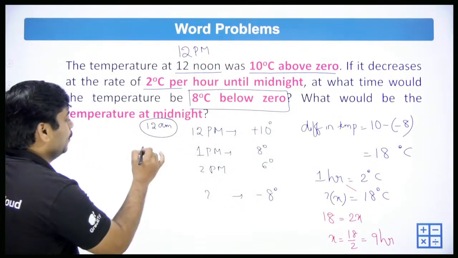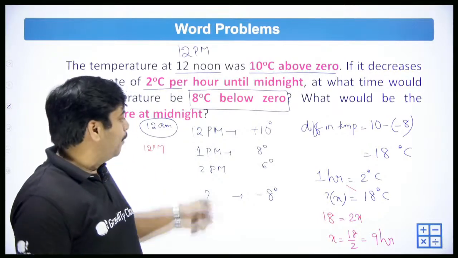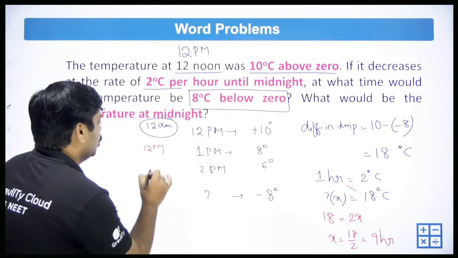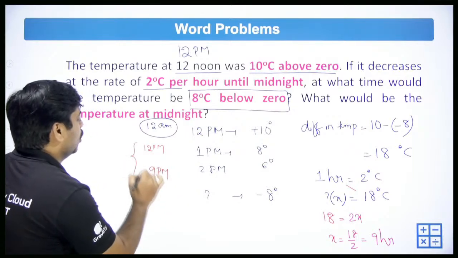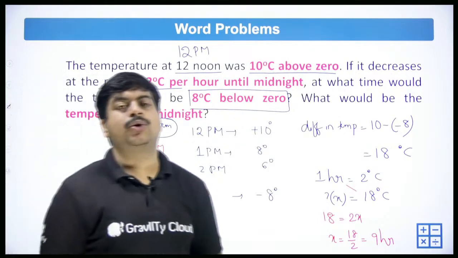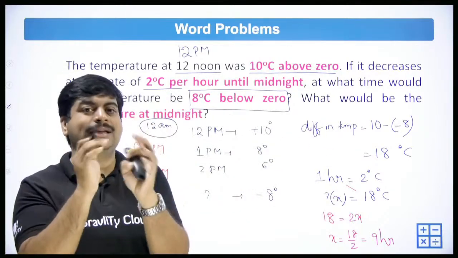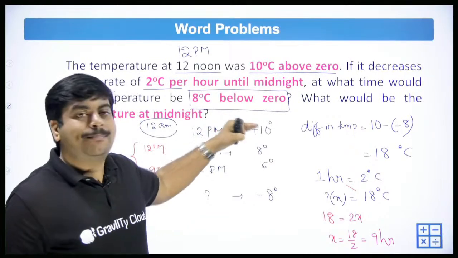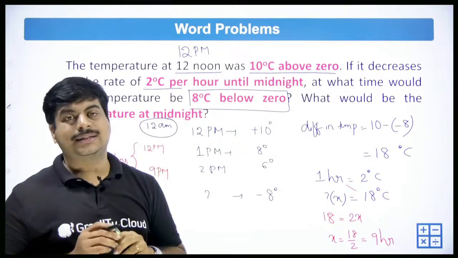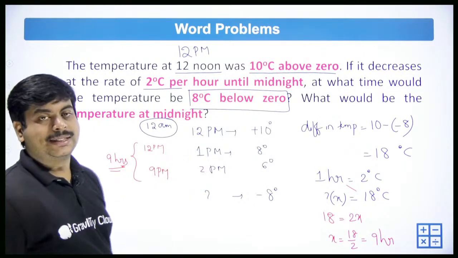So, starting from 12 p.m., if you go for 9 hours, where do you stand? From 12 p.m. to 1 p.m., 1 hour. To 2 p.m., 2 hours. To 3 p.m., 3 hours. That way, to 9 p.m., this is a total of 9 hours. By those 9 hours, it will decrease by 18 degrees in total. But the initial point is plus 10, so it will reach a final value of minus 8 degrees. So, at 9 p.m., the temperature will be minus 8.